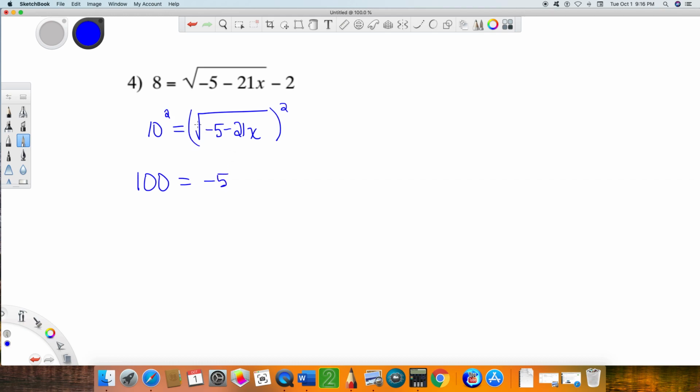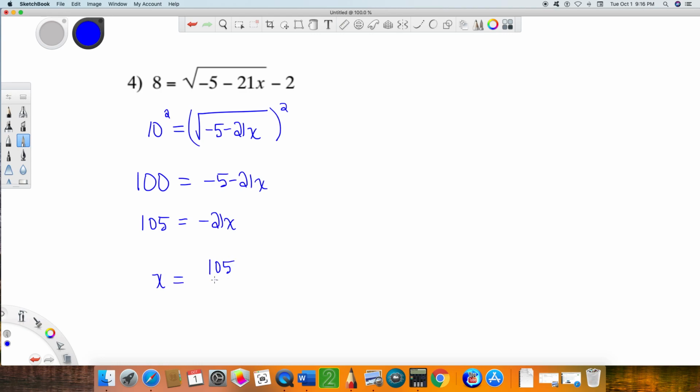Or I should say it's easy to get rid of a square root by squaring it. If it was a cube root, I would cube it to get rid of it. If it was a fourth root, I would raise it to the fourth power. All right, so now I have a two-step equation. To solve for x, I want to add 5 to each side, and then I want to divide each side by negative 21.